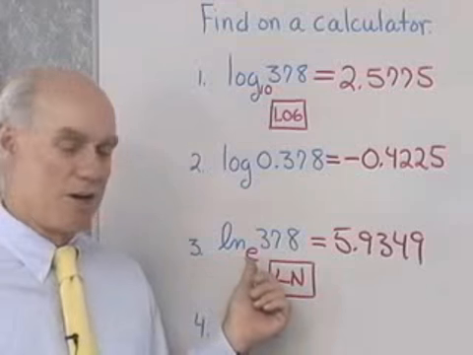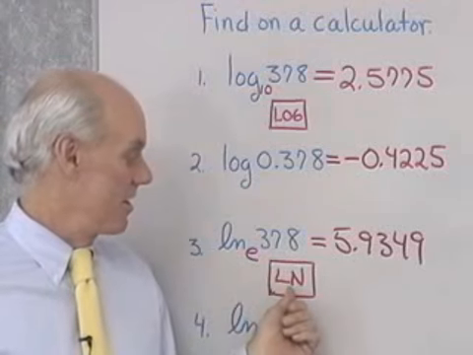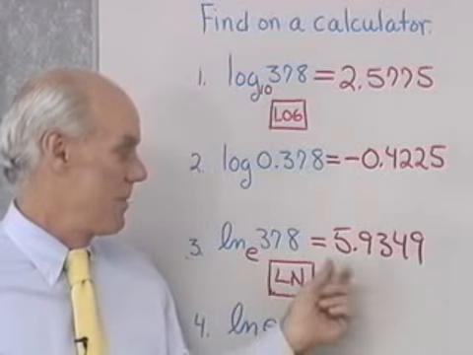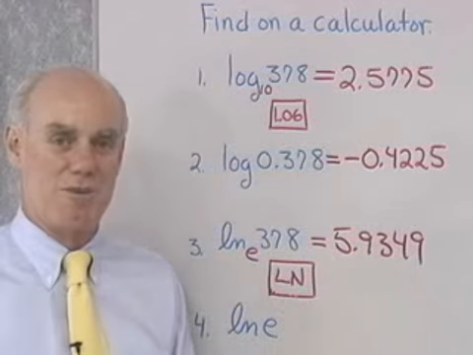So natural logarithm, logarithm base e. On the calculator, you have to look for your natural logarithm button. 378 with that button should give you 5.9349.